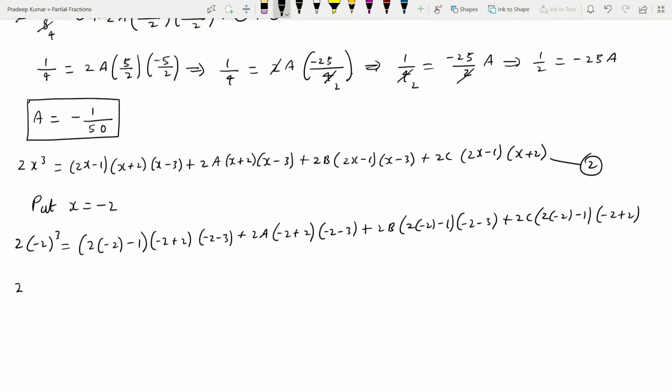This is 2 power 3, 2 twos are 4, 4 twos are 8, so this is minus 8, and that is equal to. Now if you observe, this is minus 2 plus 2, so this is becoming 0, which means this whole part will become 0.